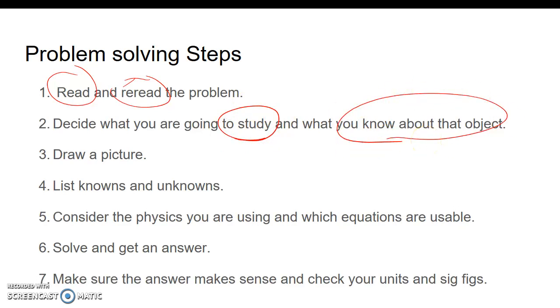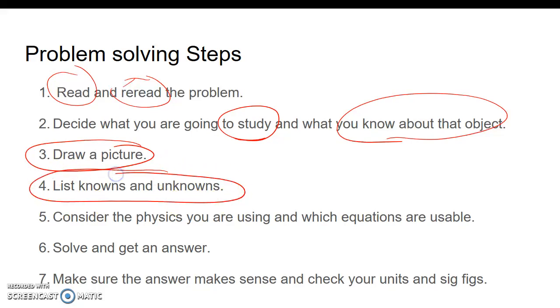What do we know about that object? In this case, we're talking about a runway and the airplane. So the airplane, what do we know about the airplane? Well, we know different things about it. Draw a picture. I didn't draw a picture there. I'll draw one with the rest of these examples, but drawing a picture always helps, especially if you take the AP test. If you draw pictures, you might get points for it.